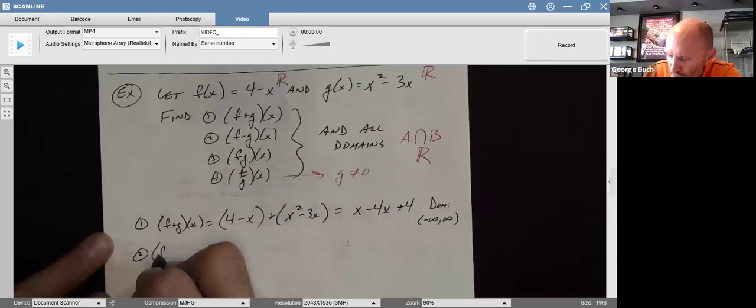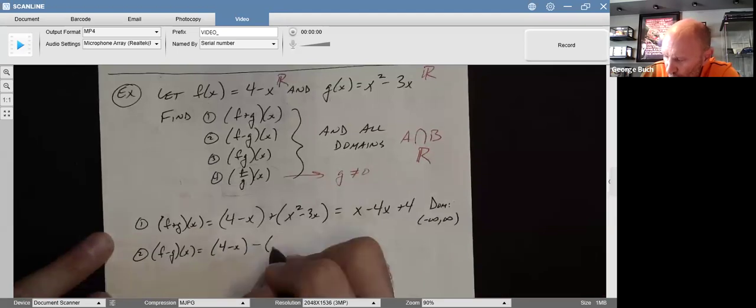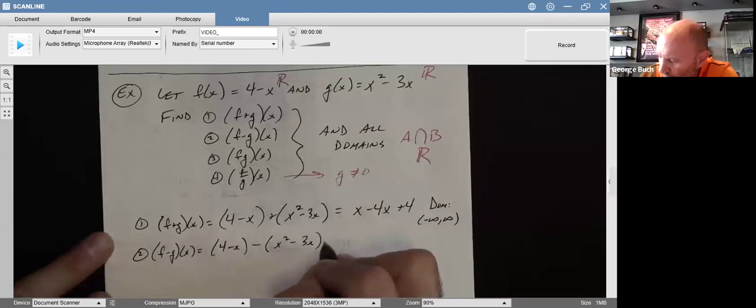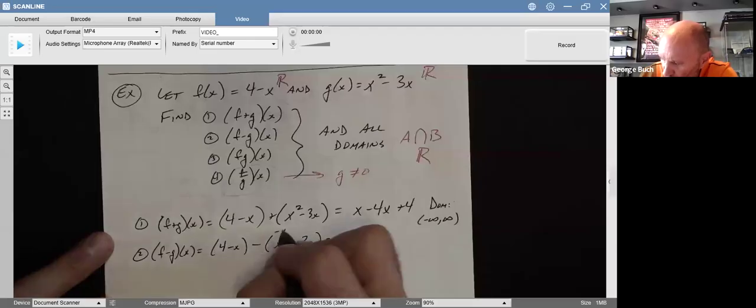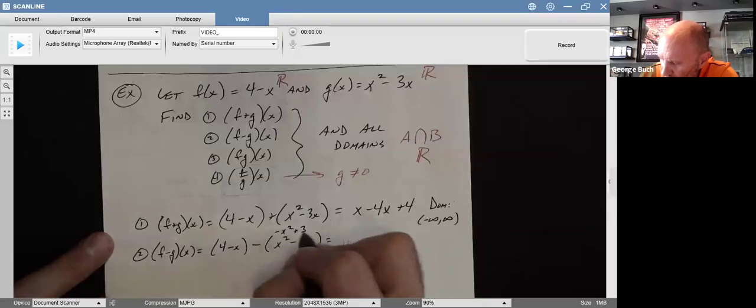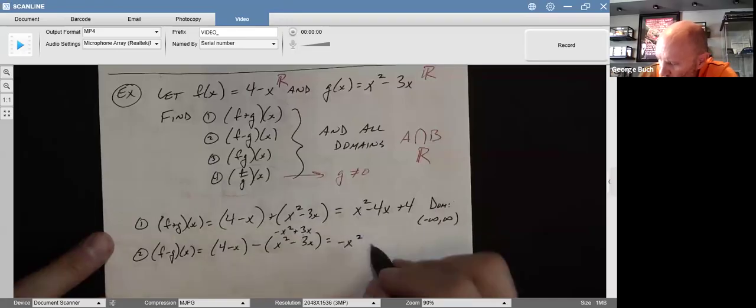F minus g. So again, it's just f, 4 minus x, minus g, which is minus x squared minus 3x. So be careful with the signs. So when we distribute this, this is like minus x squared plus 3x. So we get minus x squared. This should be x squared up here. And then plus 3 minus 1 is plus 2x, and then plus 4.